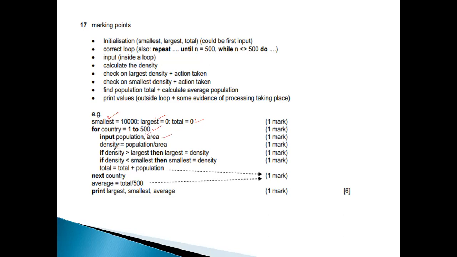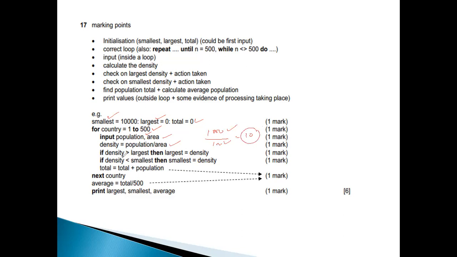Then you have to write the formula of density. It is given in the question. So density equals population divided by land area. Now here you have to compare. Now remember, this is the variation. Say population is 1,000 and area is 100. The answer will be 10. Are you listening? Yes. If population is 1,000 and land area is 100, you will get the answer of 10.